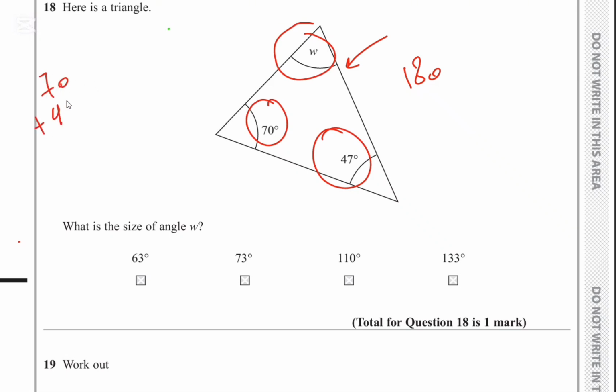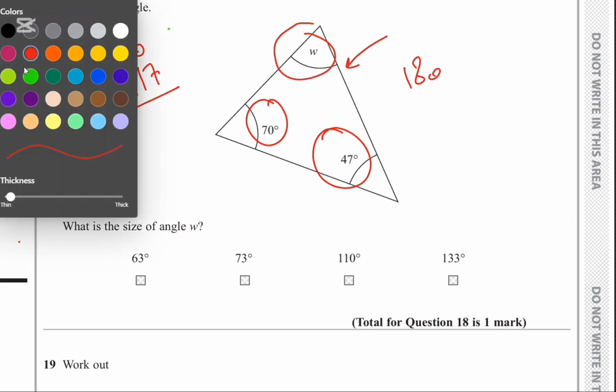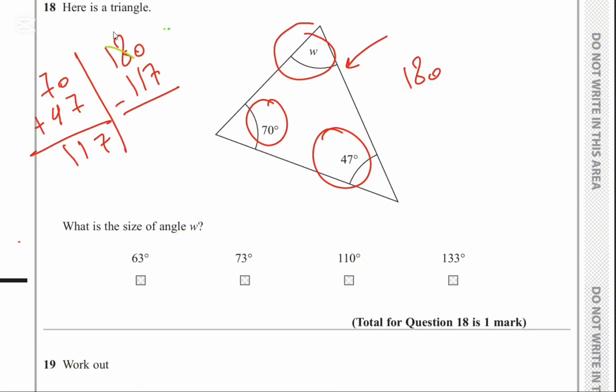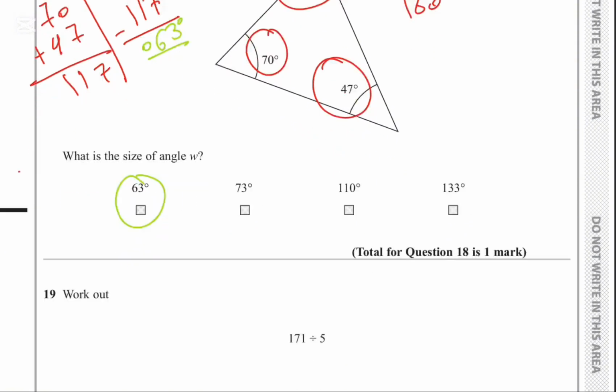70 plus 47. 7 plus 0 is 7. 7 plus 4 is 11. And then step 2, we subtract that from 180, so minus 117. Now we all know that we're gonna borrow from the 8 right here, it becomes 7, 10. 10 minus 7 is 3, 7 minus 1 is 6, and then 1 minus 1 is 0, so it's 63 degrees right here, and that's the answer. All right, what else?